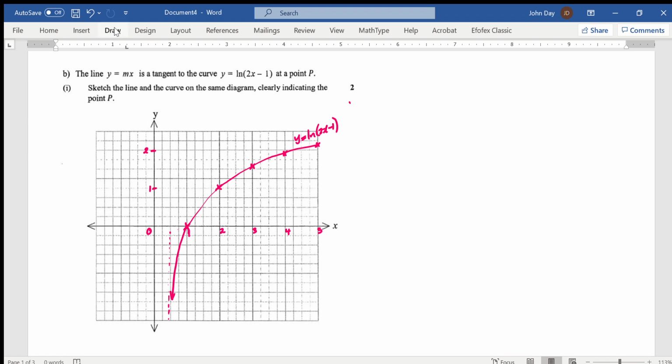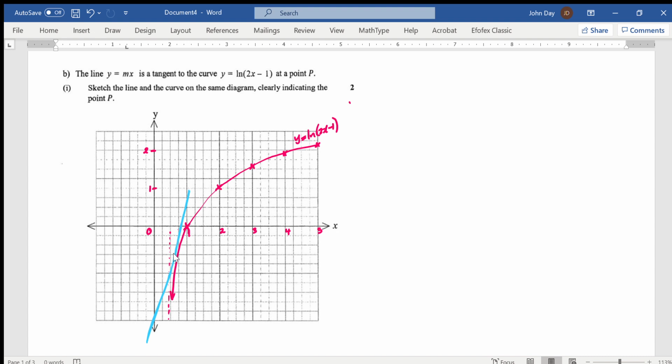If I grab a different coloured pen and draw some random tangent like this light blue one, it's a pretty poor effort, but you can see that it's quite steep and it's going through the x-axis way down there in the negatives. So that's y equals something x minus 50 or whatever, where it goes through.